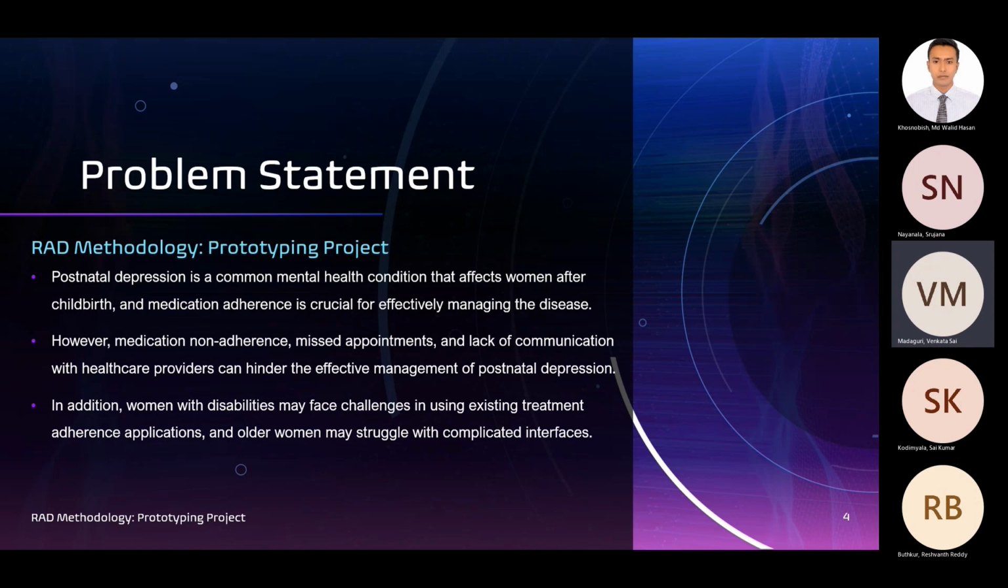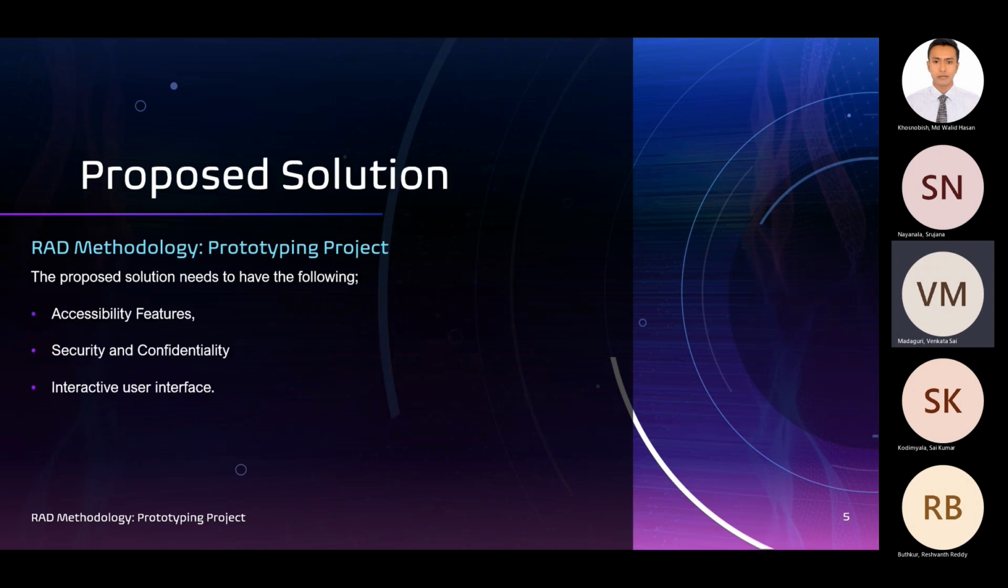Now, according to the problem statement, we have proposed a solution for this prototyping project as accessibility features, security and confidentiality, and an interactive user interface. Coming to the accessibility features, the prototype needs to be accessible to the user in an easy and friendly manner, according to his details and each and every point. It needs to be very flexible to the user.